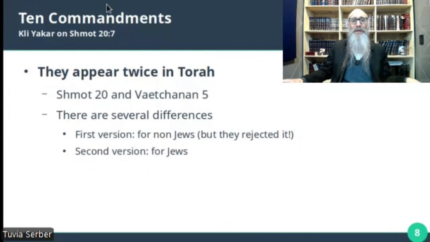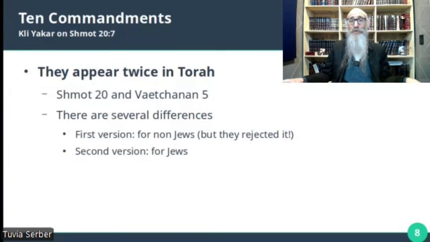So the Kli Yakar, Rabbi Ephraim Alunchitz, is one of those commentaries who brings one explanation of the differences. And this explanation is based on a very revolutionary idea. Nobody says this, at least that I know. I don't know everything, but nobody says this. He says, you know what? The first version of the Ten Commandments was for the non-Jews.